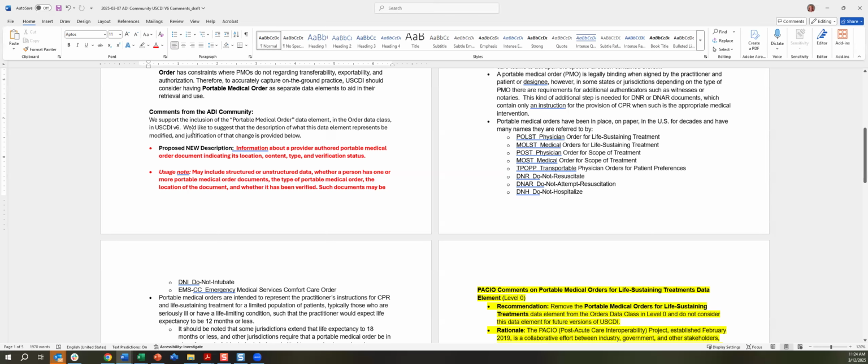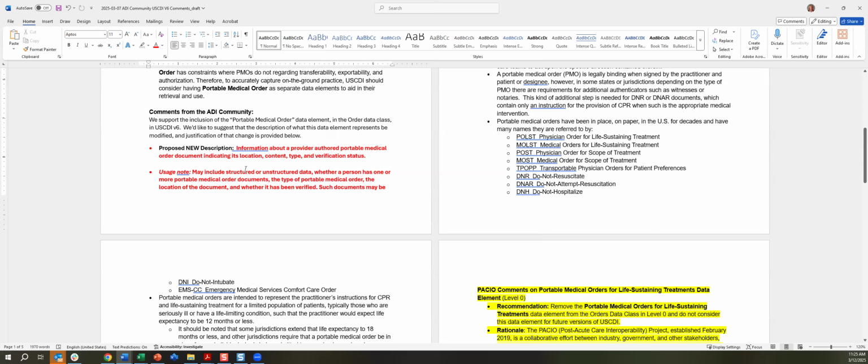And so the wording I suggest is, we support the inclusion of the portable medical order data element in the order data class in USCDI v6. We'd like to suggest that the description of what this data element currently says be modified, and we're going to tell you why through this next paragraph.